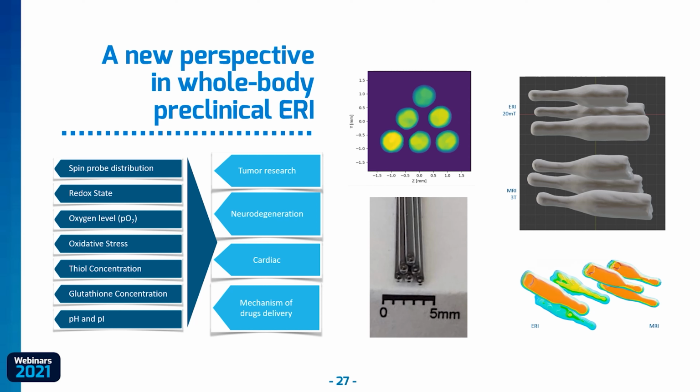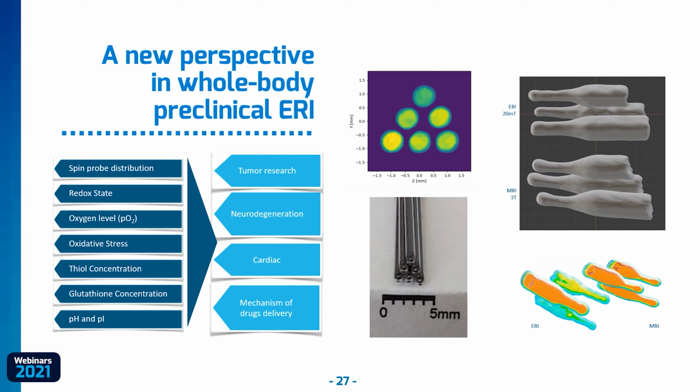Apart from the simple distribution of the spin probe in the animal body, it is possible to obtain spectral information that reflects the parameters of the tissue microenvironment, including, for example, redox state, oxygen concentration, oxidative stress factors like the concentration of thiols, and recently pH and inorganic phosphorus. Measurement became more and more possible.